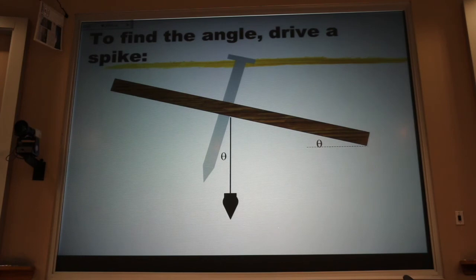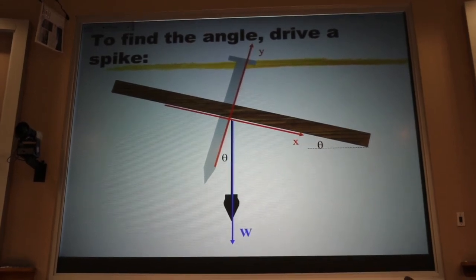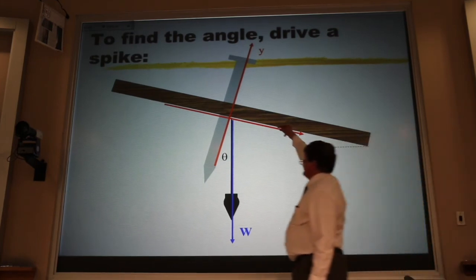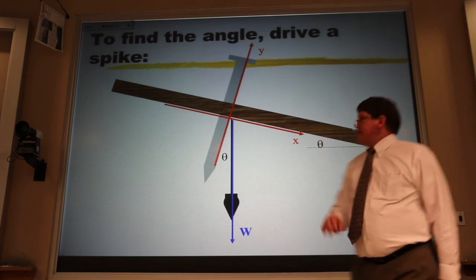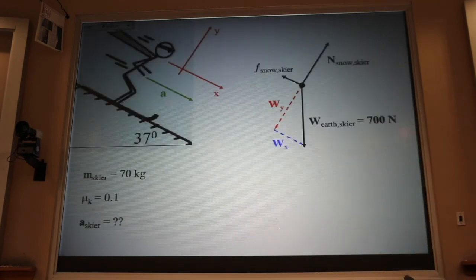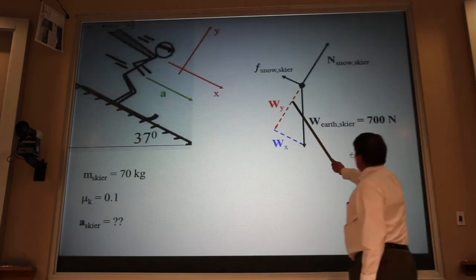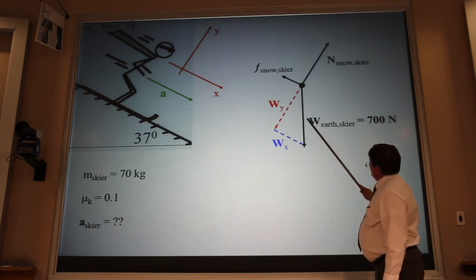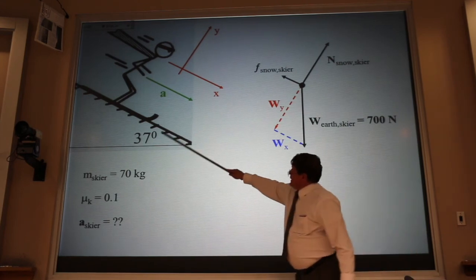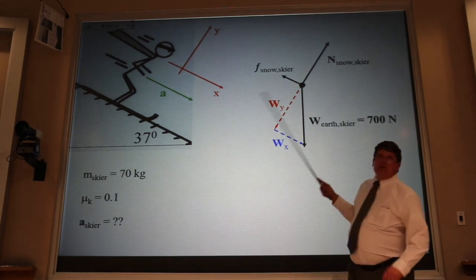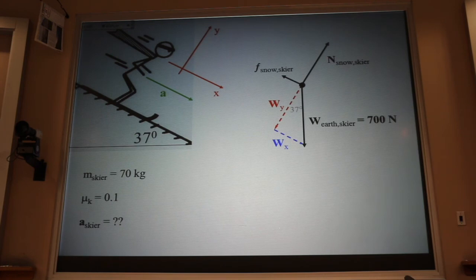Now, the plumb bob represents the weight force, always pointing straight down. The spike represents the negative y direction, which is the y component of the weight. So if I go back here, there's the spike, there's the plumb bob. So the angle that's going to be the same as the board is this angle between the spike and the plumb bob. That make sense?